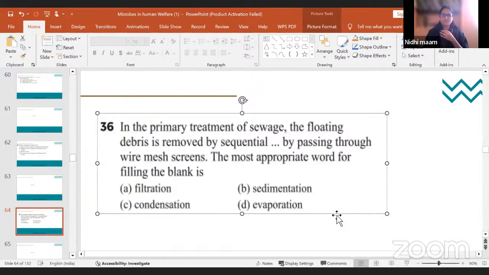The most appropriate word for filling the blank is: filtration, sedimentation, condensation, evaporation.